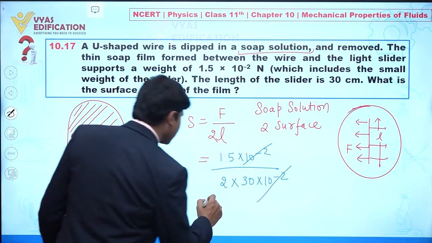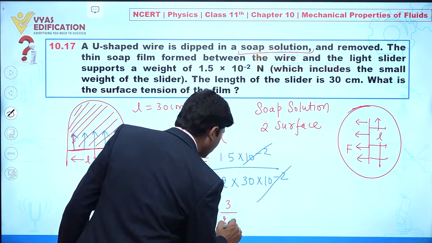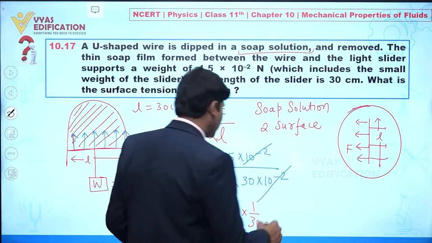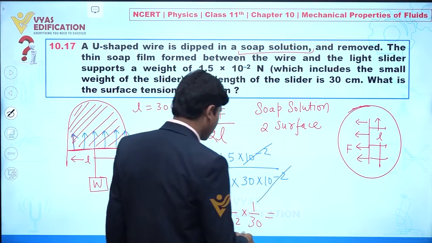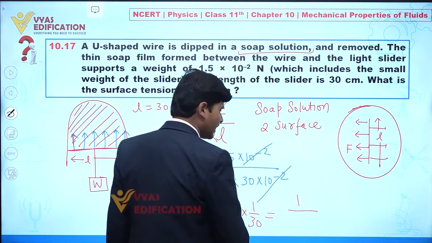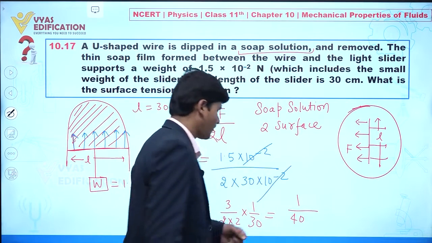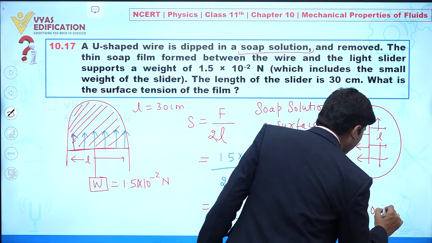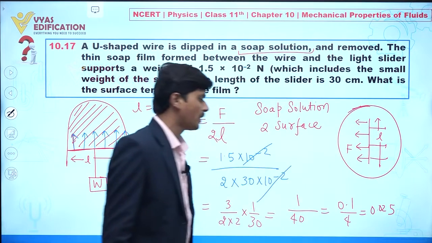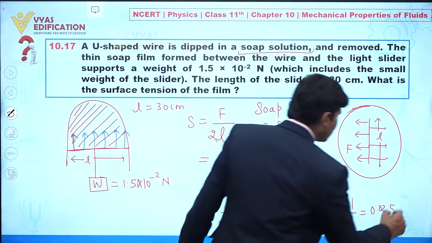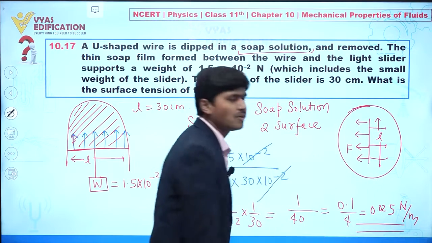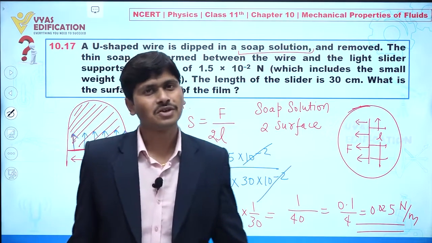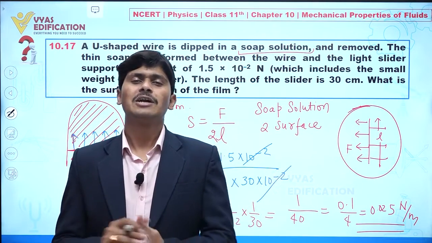Now this is equal to 3 by 2 into 2, and 1 by 30. We are getting this value in Newton per meter. We can also calculate like this: 1 by 40, which gives 0.1 by 4, or 0.025 Newton per meter. So this is the value of surface tension, acting between this slider and the soap surface. So this is all about this question.